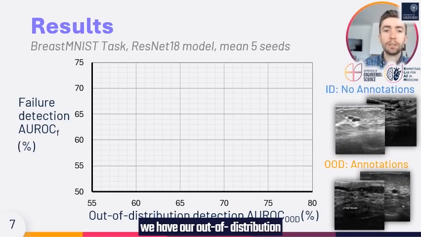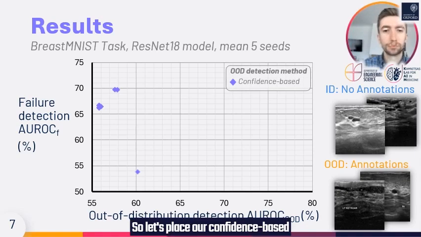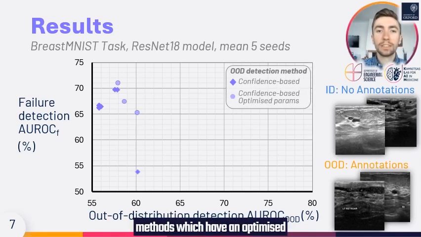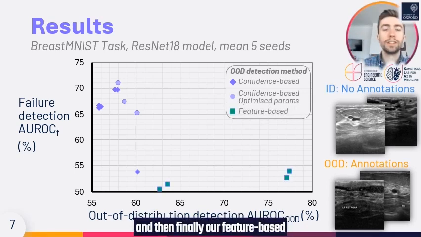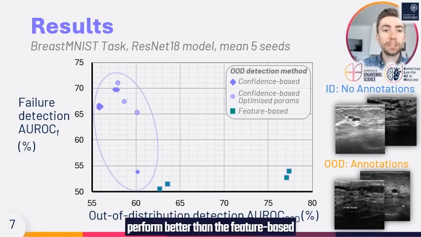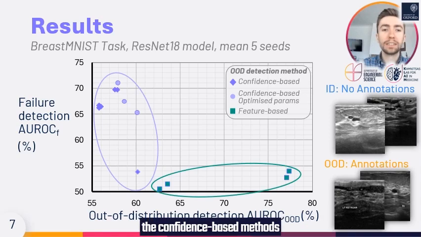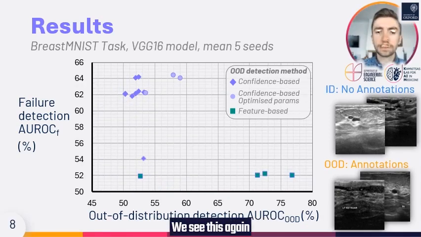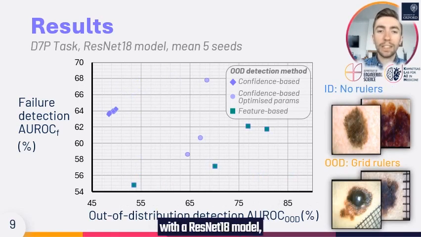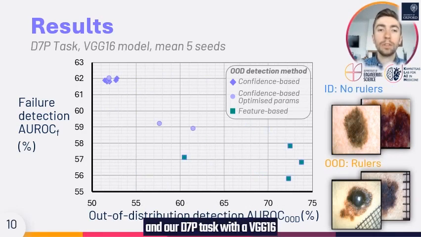On the x-axis, we have our out-of-distribution AUROC, and on the y-axis, we have our failure detection AUROC. We're starting with a ResNet18 model trained for the BreastMNIST task, where we're showing the mean of 5 seeds. So let's plot our confidence-based methods, then our confidence-based methods which have an optimized hyperparameter, and then finally our feature-based methods in green. What we see in general is the confidence-based methods perform better than the feature-based methods at failure detection, whereas the feature-based methods perform better than the confidence-based methods at OOD detection. We see this again for BreastMNIST with the VGG16 model, as well as for our D7P task with the ResNet18 model, and our D7P task with a VGG16 model.